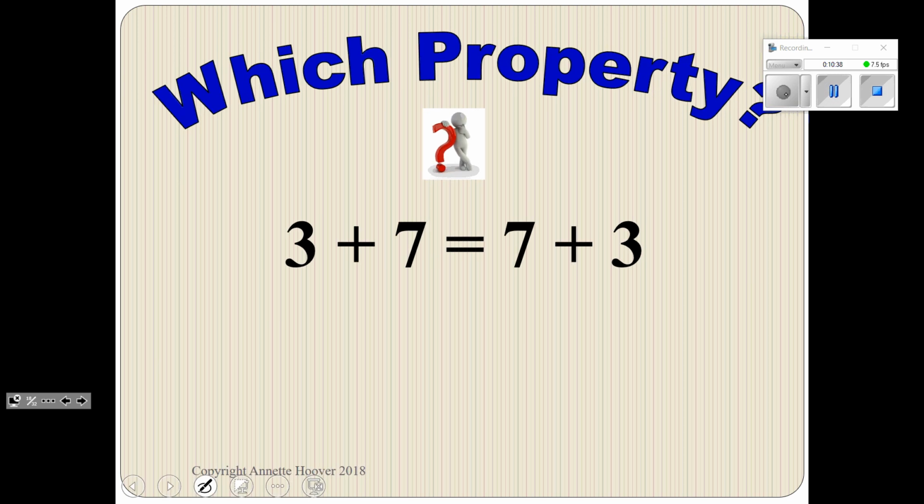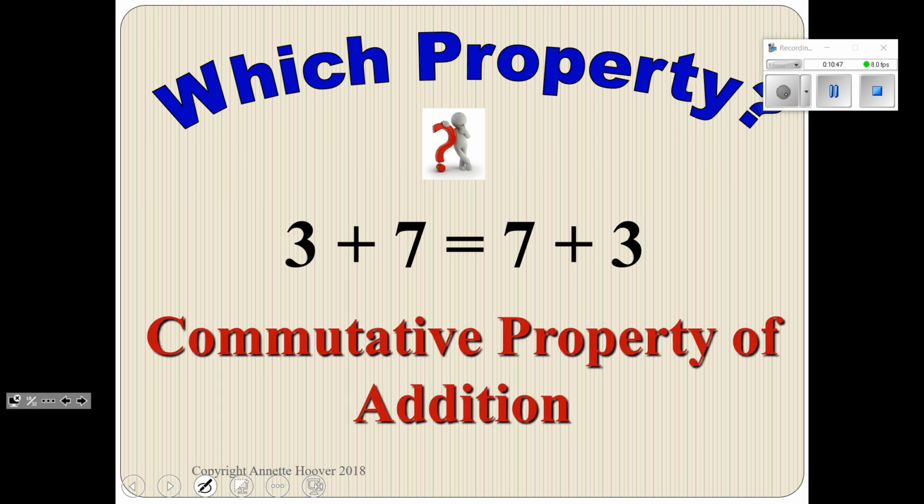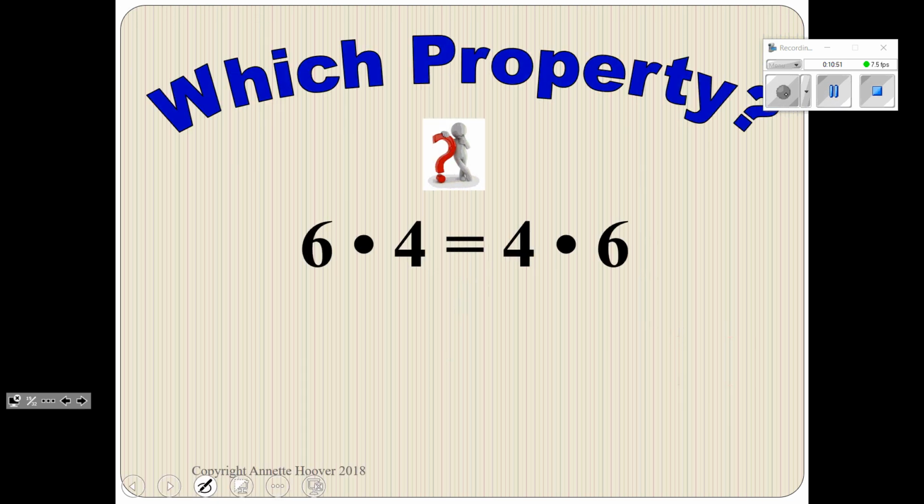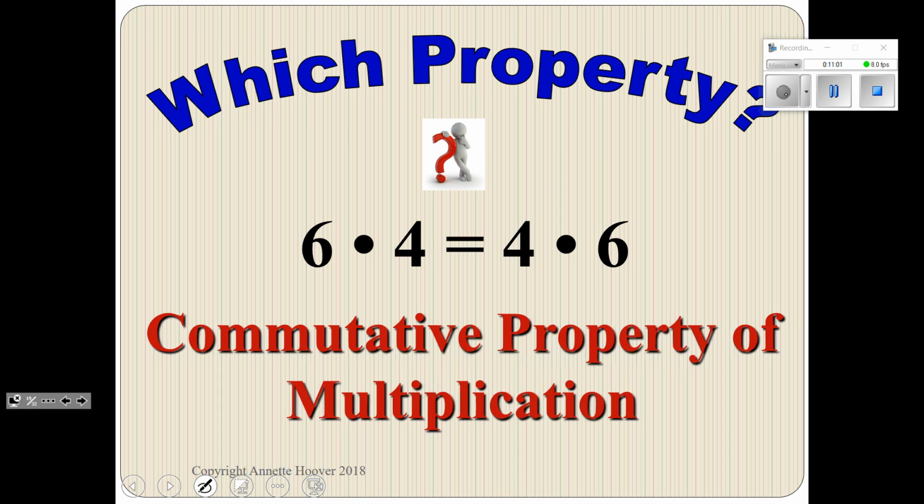Here we have 3 plus 7 equals 7 plus 3. All we did was flip it. We changed the order. That is the commutative property of addition. Here we have 6 times 4, and then we flipped it, changed the order. 4 times 6, and you change the order. That is the commutative property of multiplication.